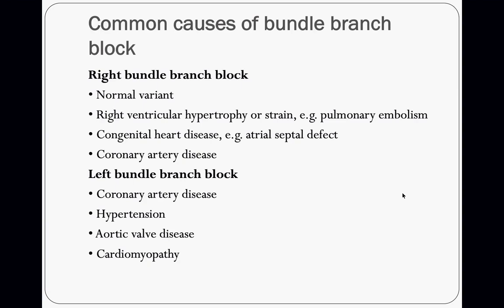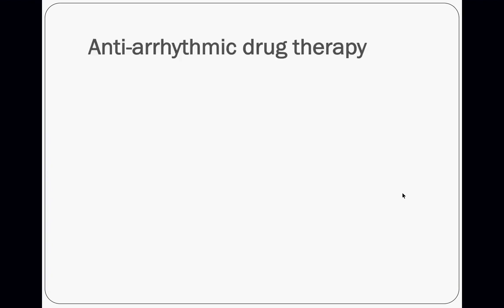Why does bundle branch block occur? Right bundle branch block occurs as a normal variant, in right ventricular hypertrophy or strain, for example pulmonary embolism, congenital heart disease, ASD, and coronary artery disease. Left bundle branch block occurs in coronary artery disease, hypertension, aortic valve disease, and cardiomyopathies. Next slide.